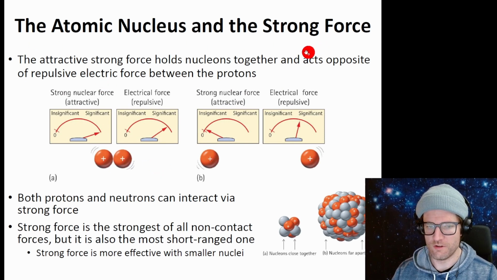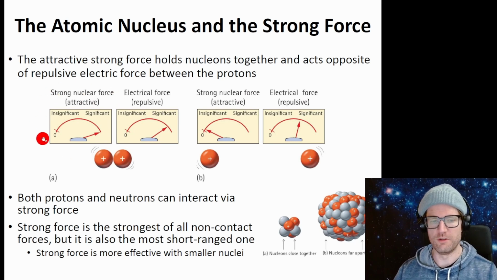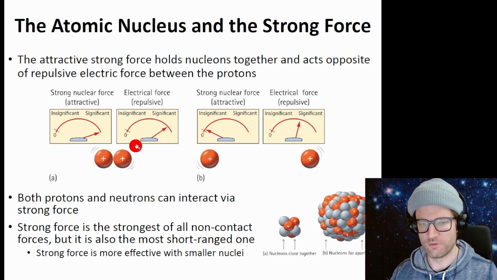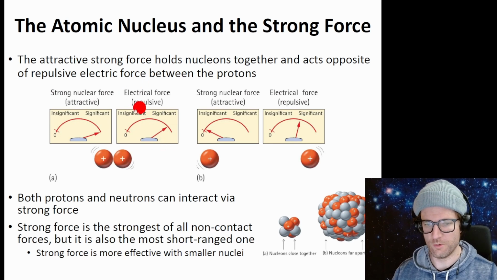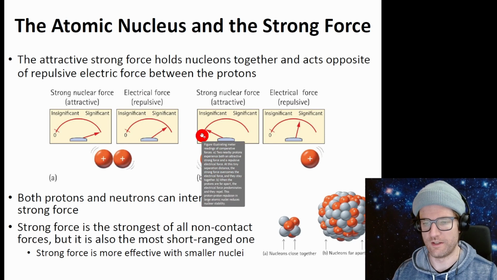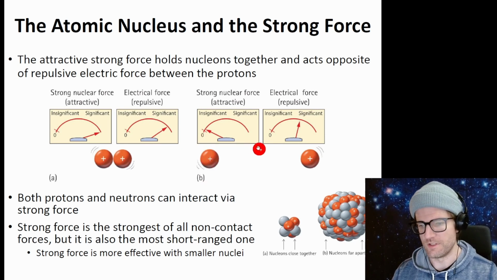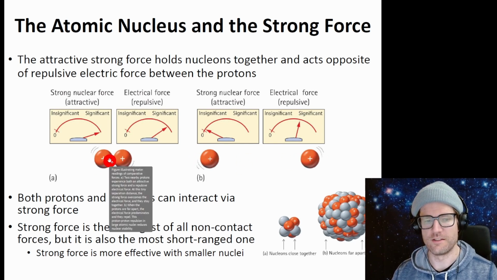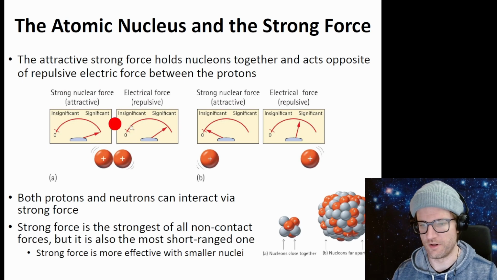Okay, so the atomic nucleus and the strong force. When two protons are nearby each other, the strong nuclear force is really, really important and holds them together. And the electrical force, which is repulsive, is less important. So they repel each other because they're both positively charged, but the strong force overcomes that. When the protons are separated, the electrical force is strong, and the strong nuclear force, the attractive force, is weak. So it's difficult to get protons together, but if they get together, then they stick together because of the strong nuclear force being strong here and weak here.